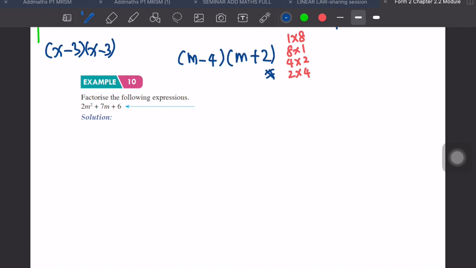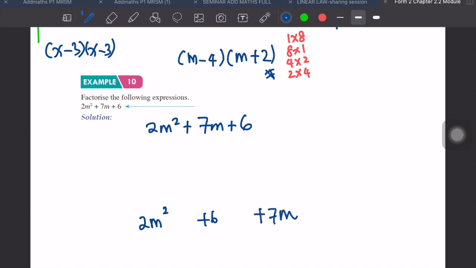Okay, next kita tengok example 10. Okay, look at example 10. We have 2m square plus 7m plus 6. Okay. First check. Boleh simplify? Cannot simplify. Okay. So, macam biasa kita buat. So, 2m square plus 7m plus 6. Sama macam atas tadi.